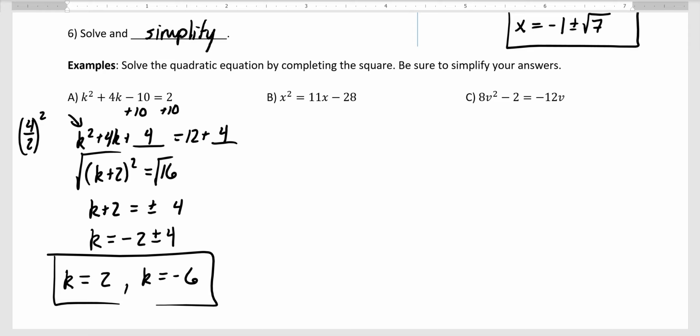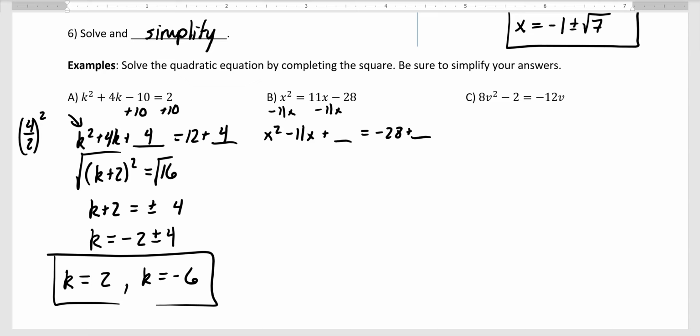Now look at letter B. Letter B is a unique situation. I need to get my variables on one side, so I'm actually going to start this one by subtracting 11x. So I'll have x squared minus 11x plus blank equals negative 28 plus blank.